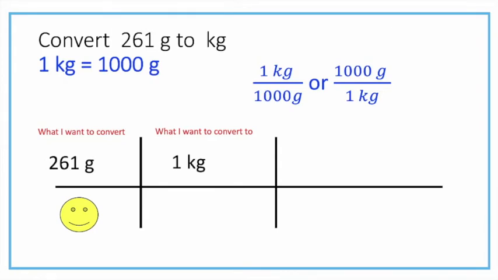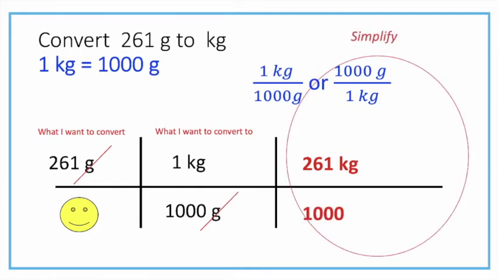So I'm going to put it in this way, 1 kilogram on the top and 1,000 grams on the bottom. I can now cross out grams because it's above the line and below the line. We're going to multiply everything on the top, and that's going to give us 261 kilograms because kilograms are the only units that are left. And I'm going to do the same thing on the bottom. That gives us 1,000 because we've crossed out our grams.